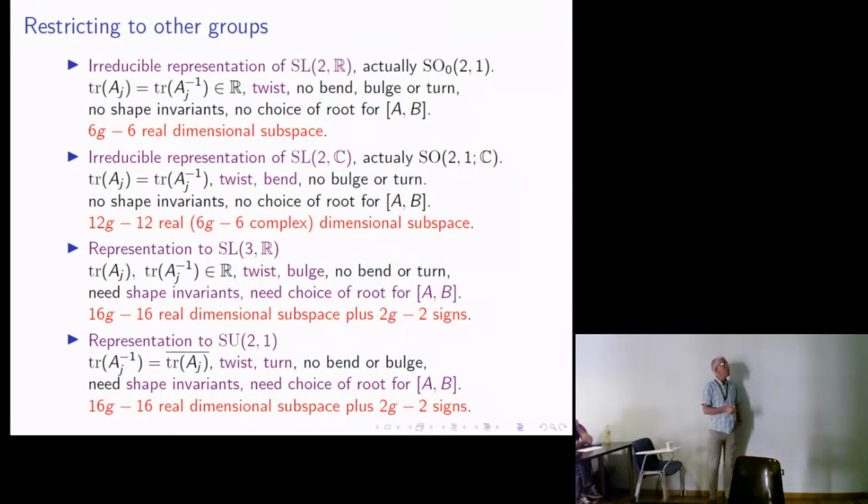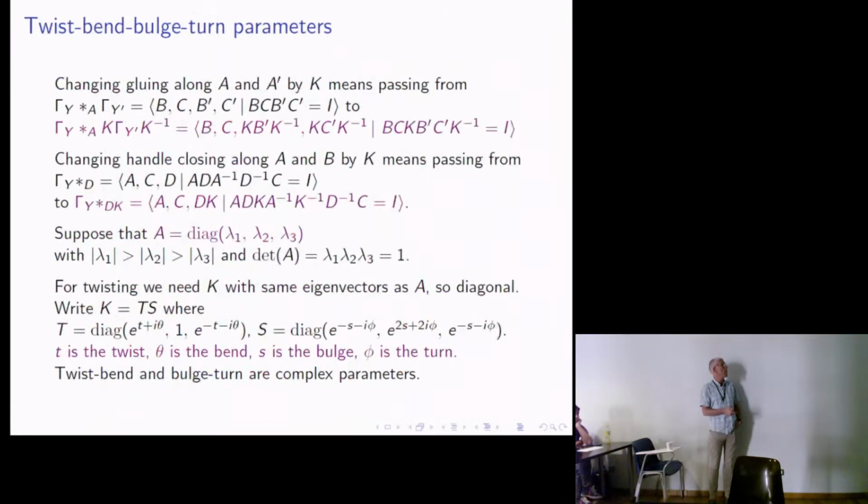I get a twist parameter, but I don't get a bend, I don't get a bulge, and this is really just the original Fenchel-Nielsen twist that we had before. It's the same as this T that I had on this slide there. That is the Fenchel-Nielsen twist.